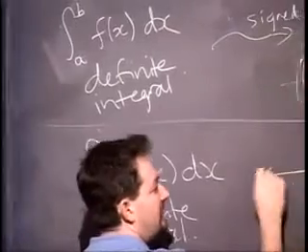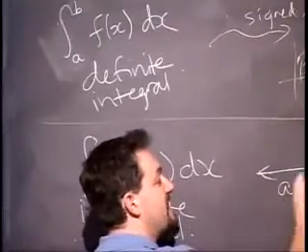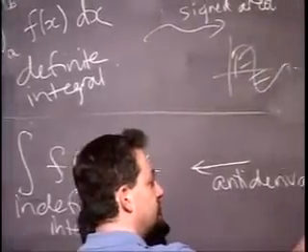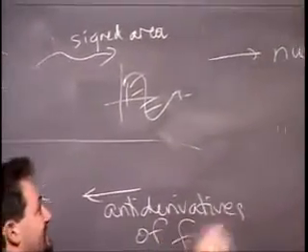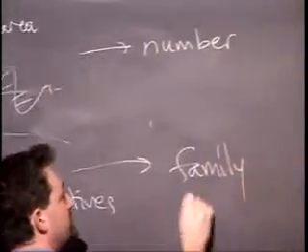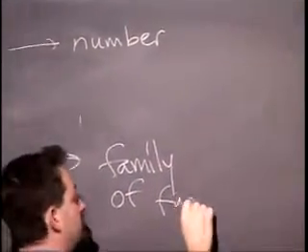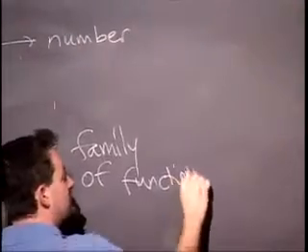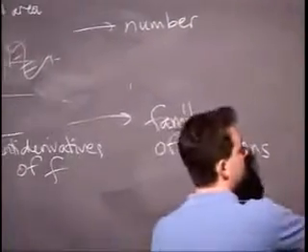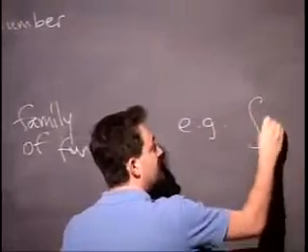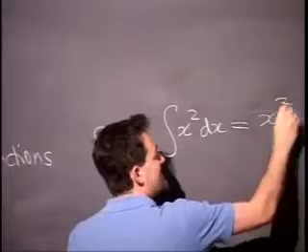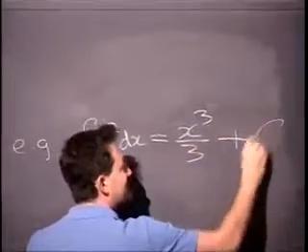It's antiderivatives of f. Which ones? All of them. So it's actually a family of functions. And it's a very close family. They're all the same function, except that they differ by a constant. So in particular, for example, the indefinite integral of x squared dx is x cubed over 3 plus c.